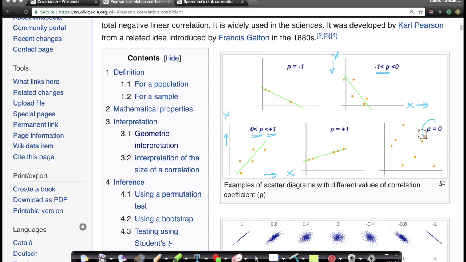When does rho become 0? That's an important question to ask. Rho becomes 0 when there is no relationship between x and y. For example, if I take x to be my heights, and y to be the marks that I get in an exam, there is no relationship between them.